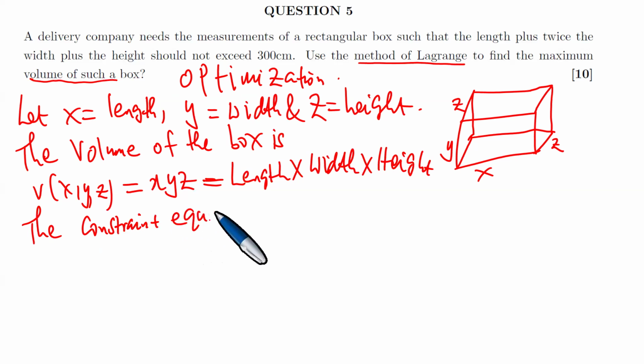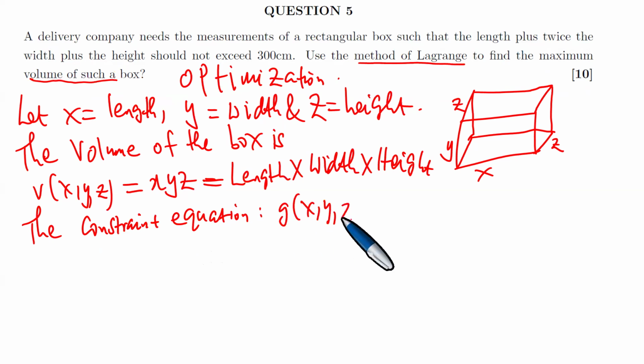Right. There's something called the constraint equation. So we always seek to cover the constraint, and that's what the examiner is saying here. They're saying a delivery company needs the measurements of a rectangular box such that the length plus twice the width. So this is what is giving the constraint.